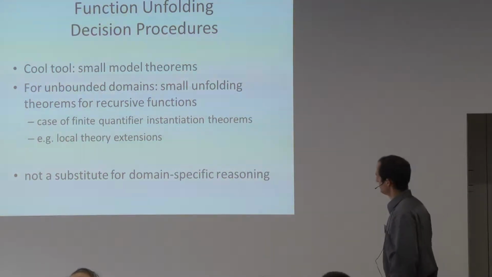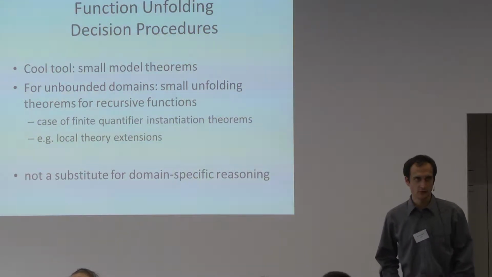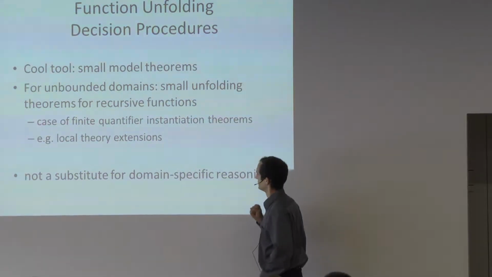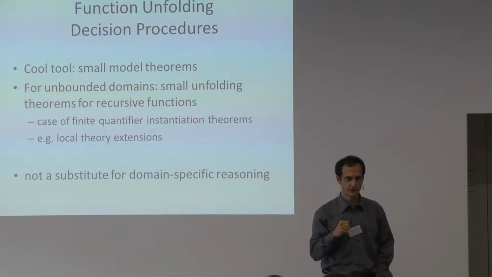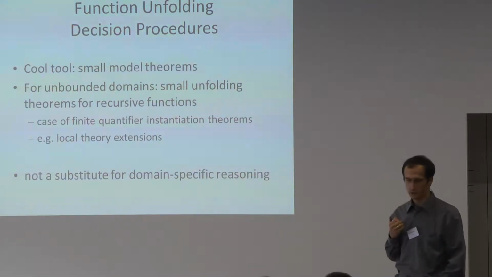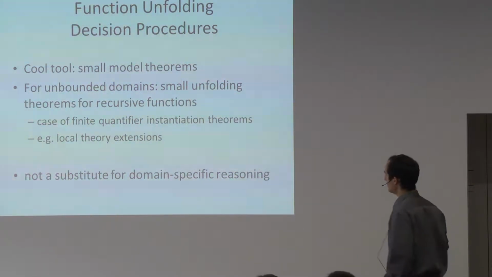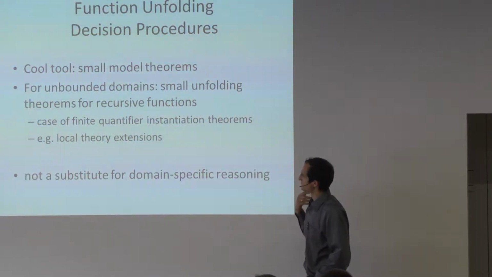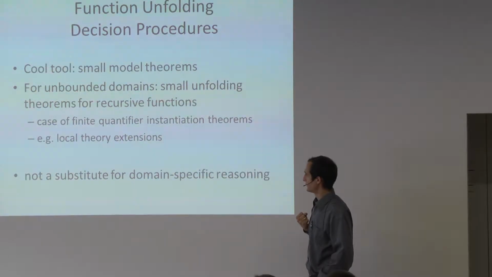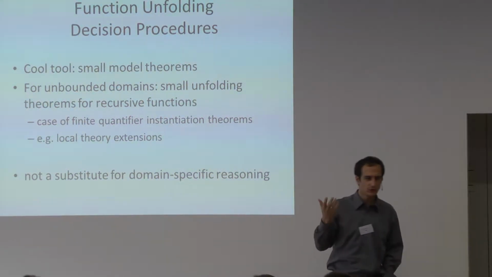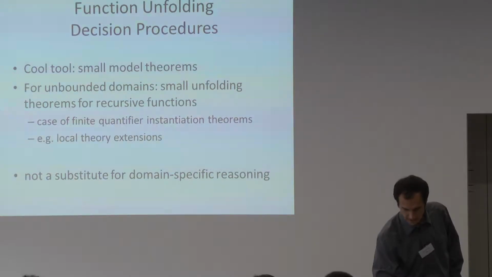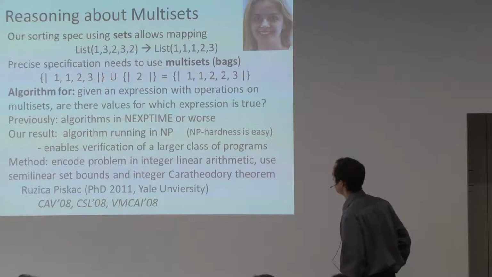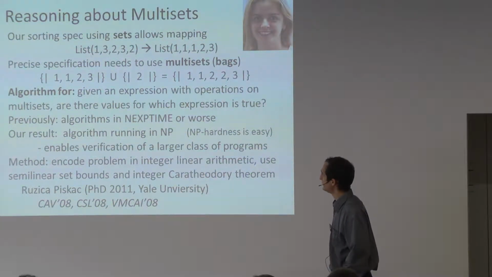Okay, so compared to, let's say, small model theorems that are very useful for a number of logics, here for unbounded domains, when we use quantifiers, we try to use some sort of finite quantifier instantiation theorems, such as local theory extensions that have been studied, among others, by Viorica Sofronie-Stokkermans. And in this case, we have a form of quantifier instantiation which corresponds to the definition of a recursive function. Now, this is not a substitute for domain-specific reasoning, and this is an extremely useful technique, but I would like to mention that in some other cases you do need to go into further details.